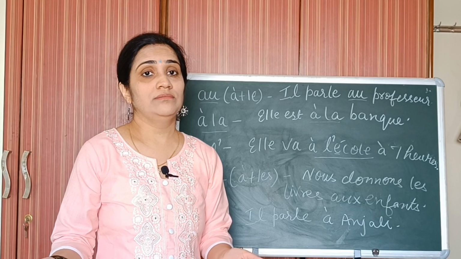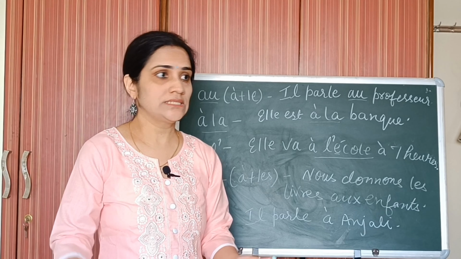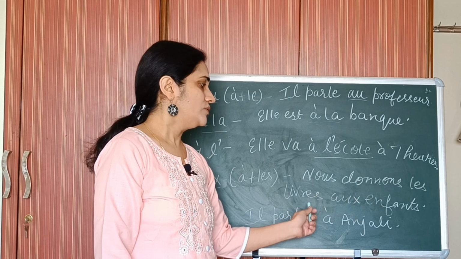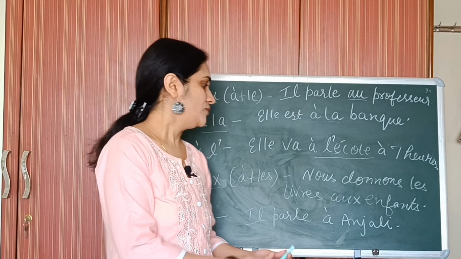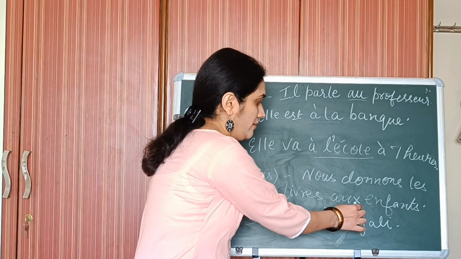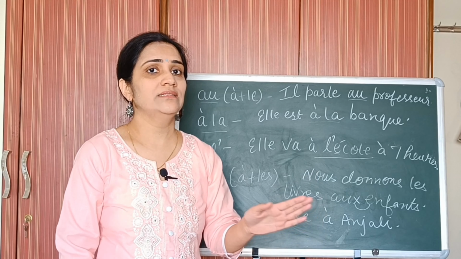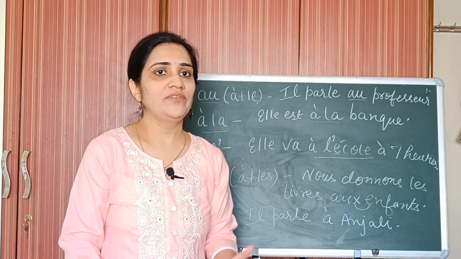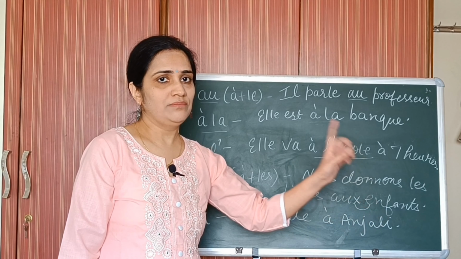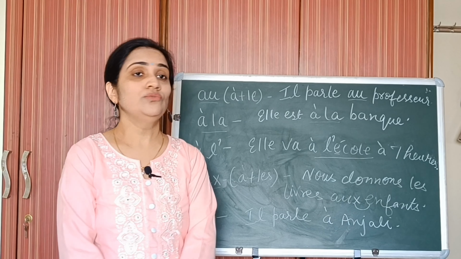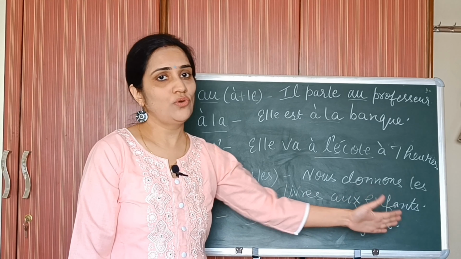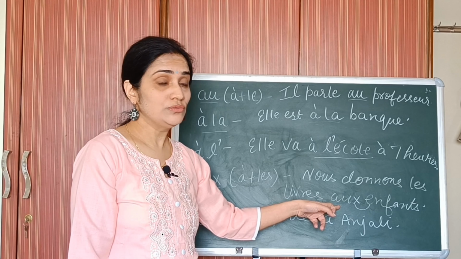Enfant is referring to kids. So we give the books to the kids. So aux enfants, here there is a linking of the vowel and the consonant sound. I have been telling this rule in a number of my videos. Aux enfants, it's compulsory, this linking, aux enfants. Nous donnons les livres aux enfants. So here aux is used.